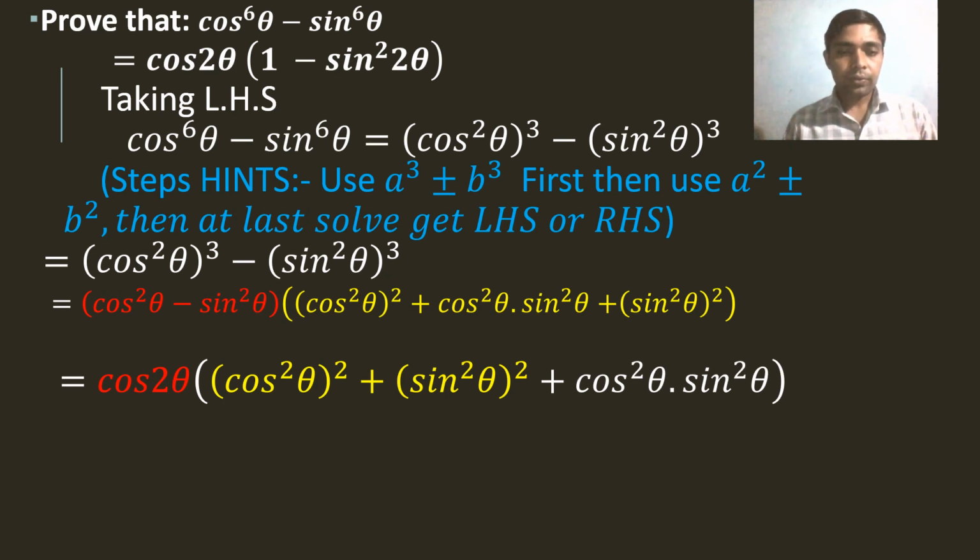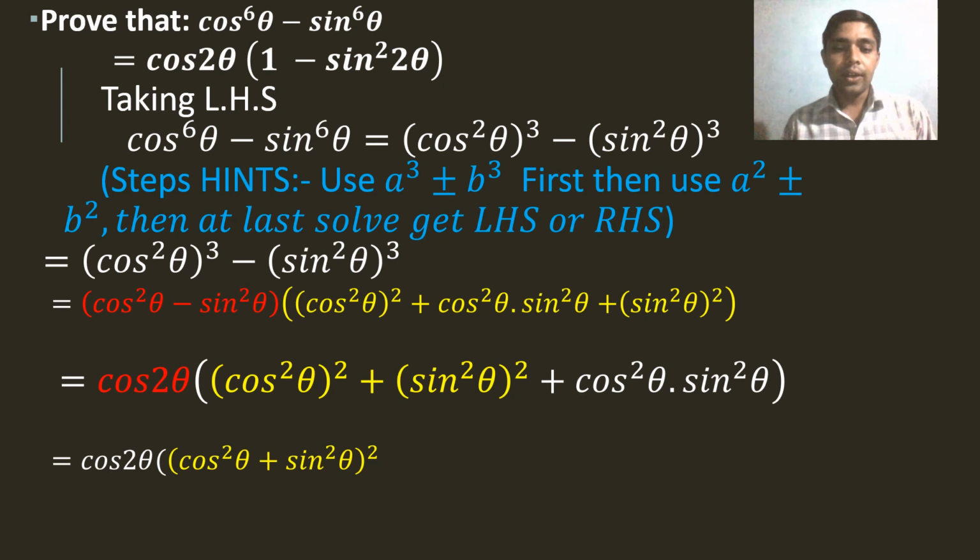Now we'll apply this formula again, a² + b². So what we'll get for this is cos 2θ, and for a² + b² we get (a + b)² − 2ab. 2ab means 2 cos² θ · sin² θ. Here it should be sin² θ, mistake. Then after this the term will be as it is, cos² θ · sin² θ. So now we can see here is cos² θ + sin² θ.